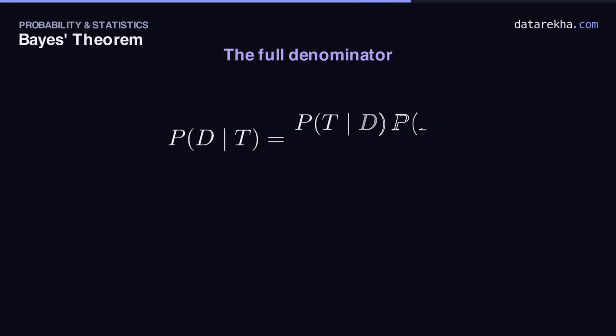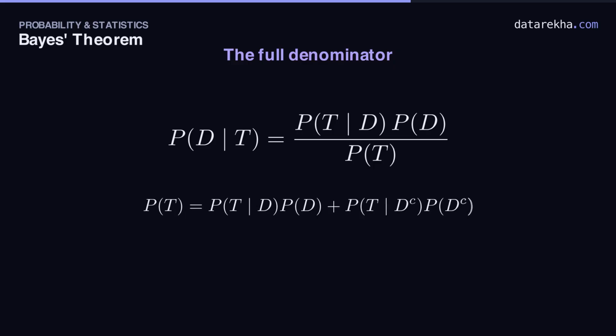Now the algebra just retraces the tree. The posterior is the likelihood times the prior over the total chance of a positive test. The one thing we still need is that denominator, the overall chance of testing positive. By total probability, it's the two positive paths from the tree, added together. Plug the numbers in. The sick path gives 0.0095. The healthy path 0.0198. Add them, and the chance of any positive test is 0.0293.